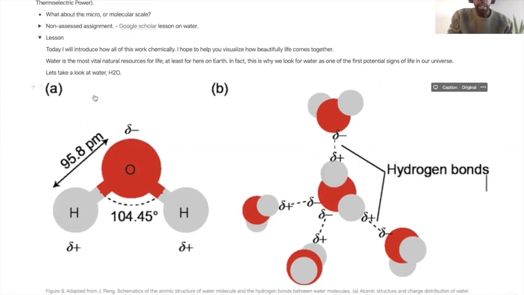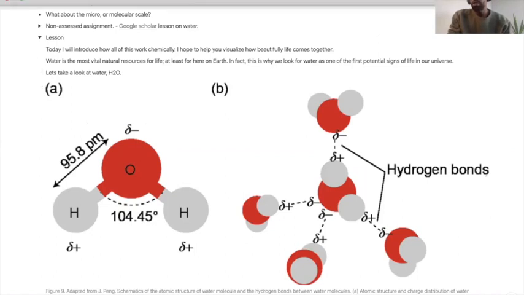So water is the most vital natural resource for life. At least that's true for here on Earth. And that's why when you hear about scientists exploring life in other places, the first sign that they look for is water. So water is the first potential sign of life.